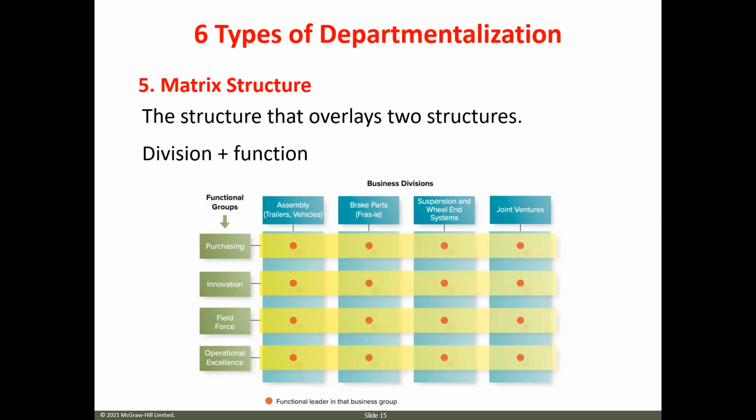I mean, each division, but at the same time, there's another level of a structure, and that is the functions. So the purchasing team is working in all these divisions. Innovation in all these divisions, or field forces, or operational excellence. So as you can see here, they both overlap.